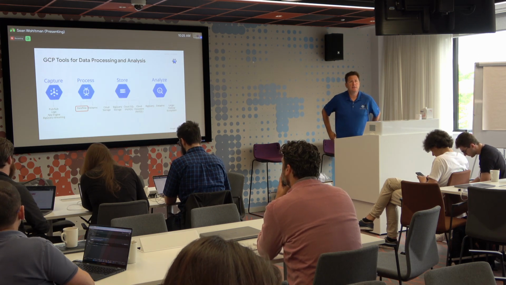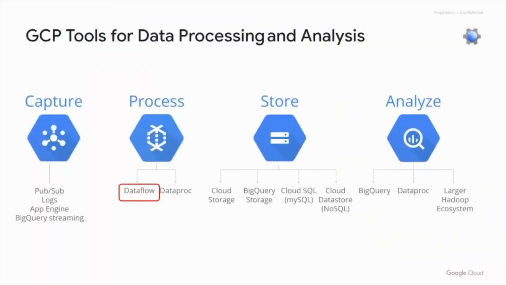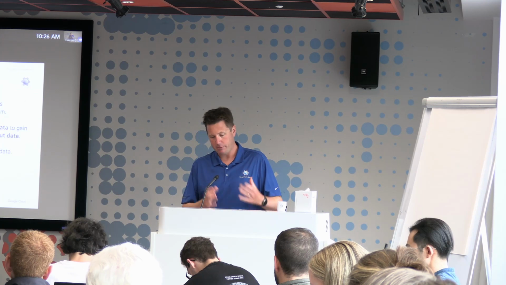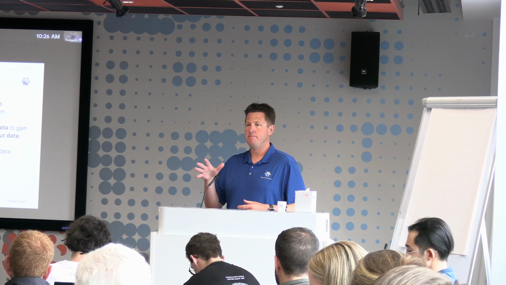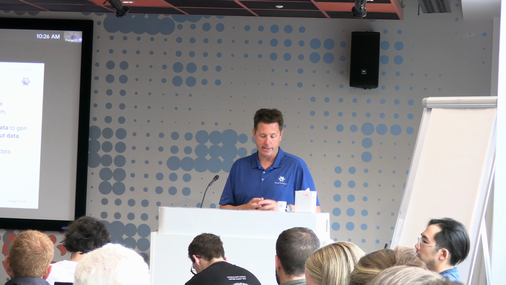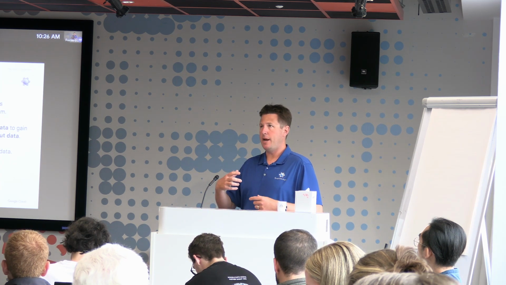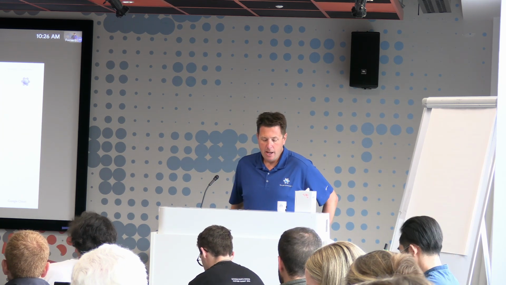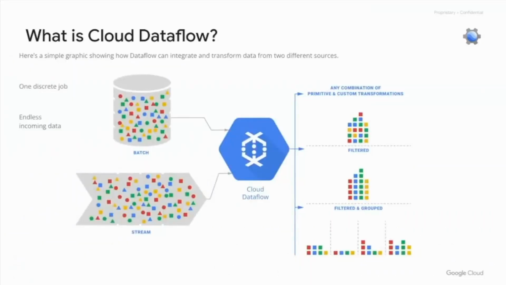So Dataflow is in our processing family. It is an ETL tool, right? Extract, transform, load. And the whole idea of it is it is based on Apache Beam, an open source project that Google is a heavy contributor to, and Dataflow is our managed service, right? One of the things that Google Cloud does extraordinarily well is that we contribute to open source technology. This is a great example of it, and then we run the best-in-class managed service for that particular service. But the whole idea is that it's reading some input data, doing some operation, producing some result, and then that's your pipeline.